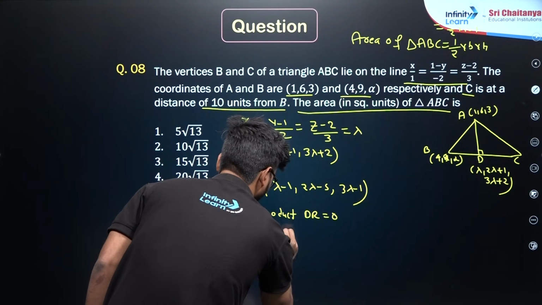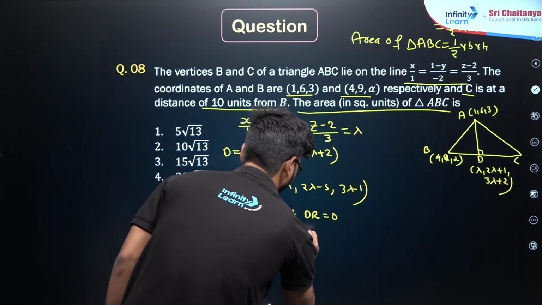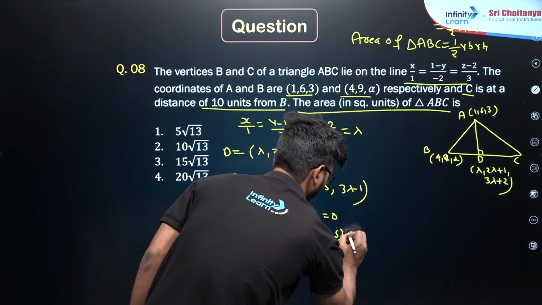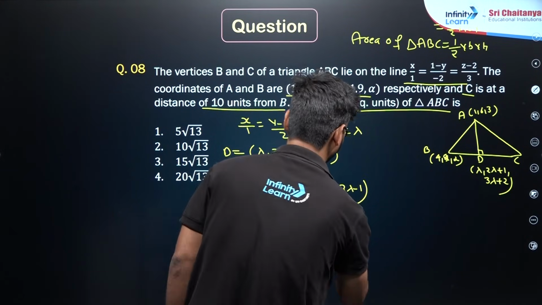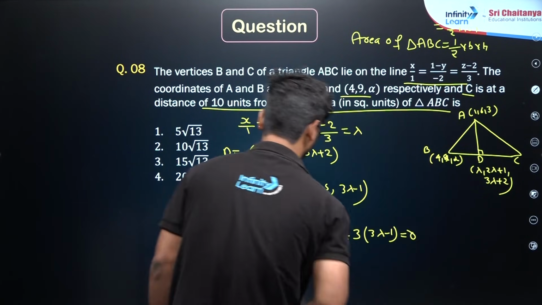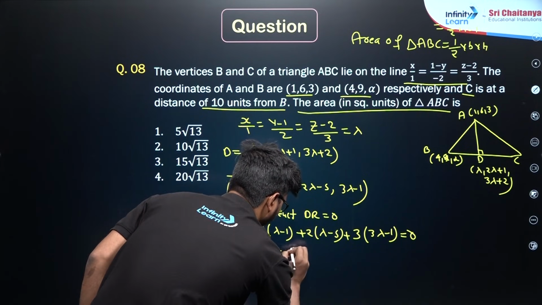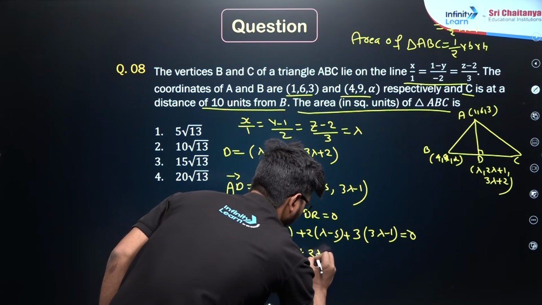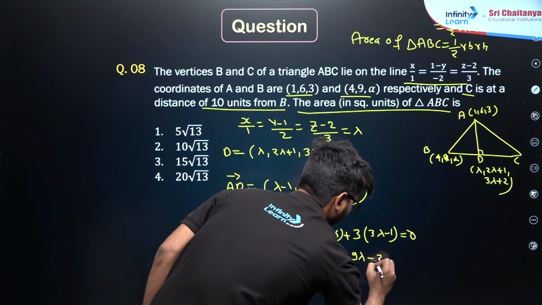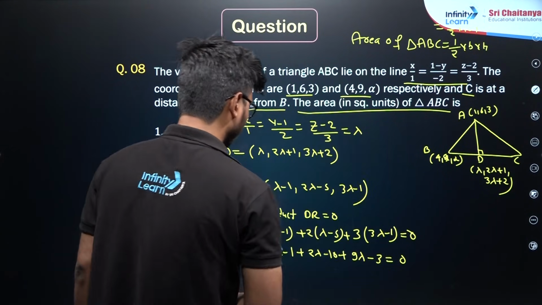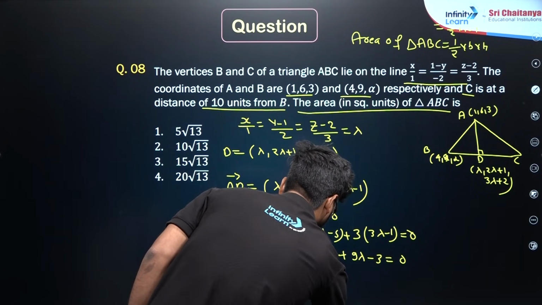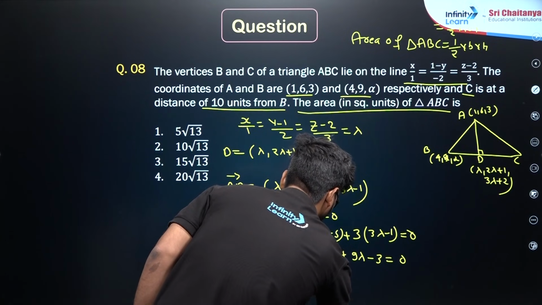So it will be 1 times lambda minus 1 plus 2 times lambda minus 5 plus 3 times 3 lambda minus 1 equals 0. So it will be lambda minus 1 plus 2 lambda minus 10 plus 3 3s are 9 lambda minus 3 equals 0. So 9 plus 2, 11. So from here, if you observe, we are getting the value of lambda as 1.